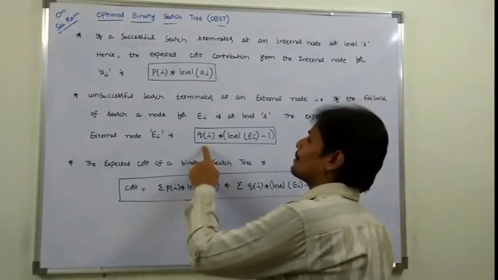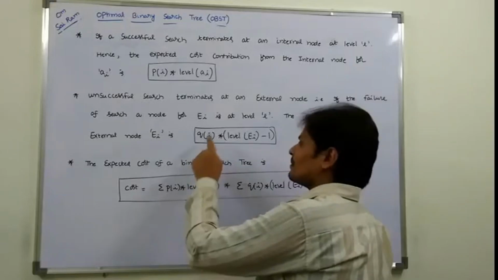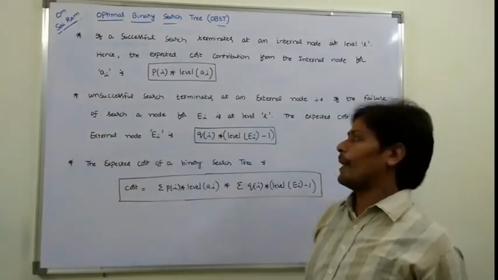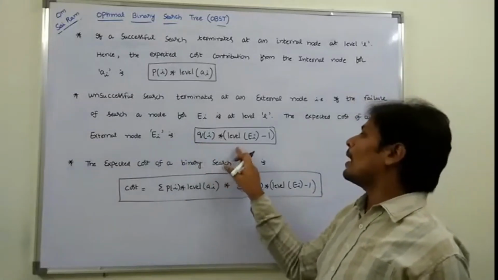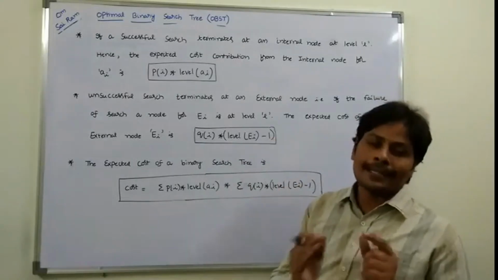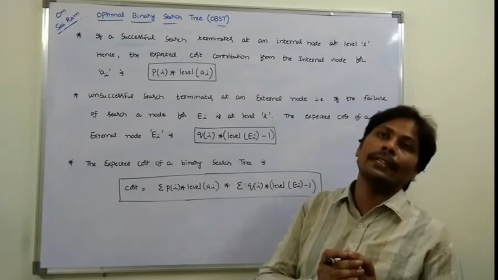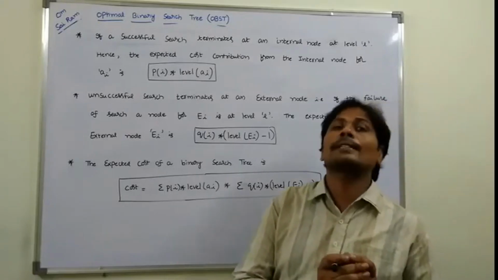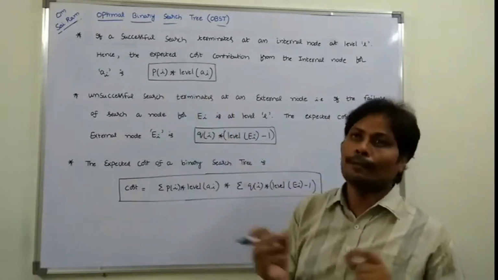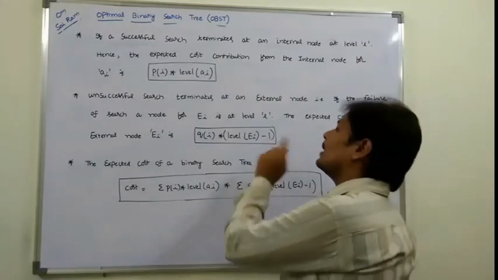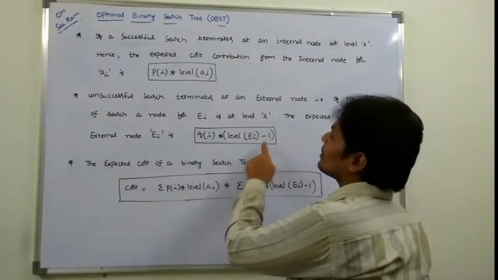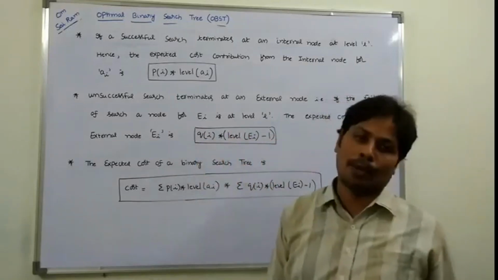So Q of I is the unsuccessful search for an identifier, for the external node E of I, that is Q of I into level of E of I minus 1. What is the meaning of minus 1 here? Unsuccessful search always starts with 0 to n, but successful search always starts with 1. Because of this, we are subtracting 1. Level of E of I minus 1 is multiplied with the unsuccessful search probability.